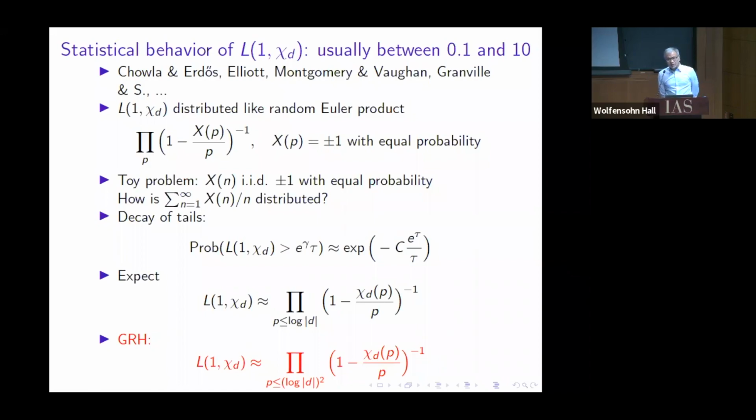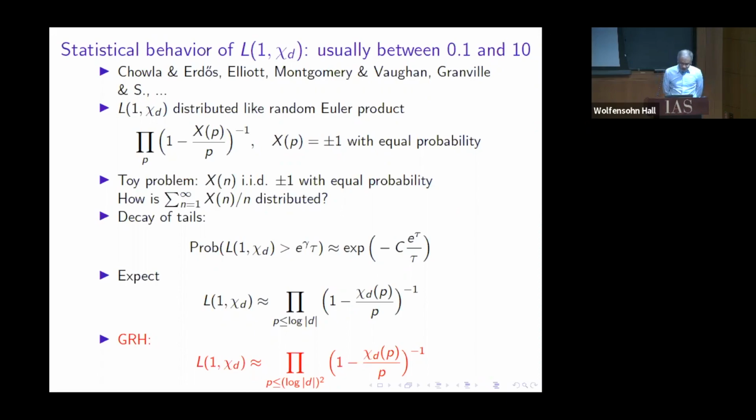The distribution for L(1, chi_d) is not a million miles away from this. They're kind of quite closely related. The one difference for L(1, chi_d) is that the random variables are also multiplicative. So if you look at the decay of tails of finding large values of L(1, chi), it decreases doubly exponentially, like e to the minus e to the tau. So it's not like a Gaussian at all. And this also means that finding large values or finding small values of L(1, chi_d) is extremely unlikely. And that's why I say that it looks mostly between 0.1 and 10. So it'd be pretty impossible to find a value of L(1, chi_d) bigger than 10.